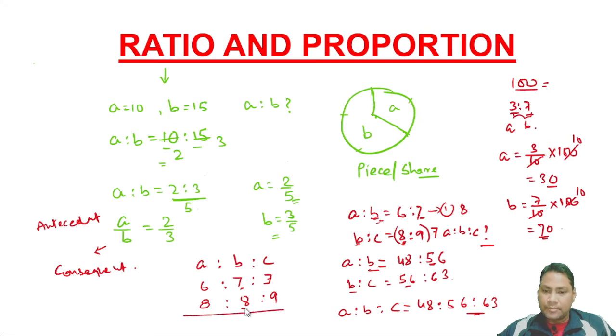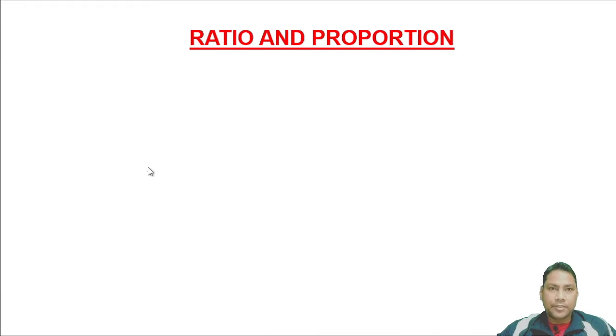So now we will multiply this. This will become 8 times 6 is 48, 7 times 8 is 56, 7 times 9 is 63. Now we get the value of a is to b is to c. This is a good method or easier method to solve this type of questions. So it is easier to take out the ratio if the numbers are given in simple form.